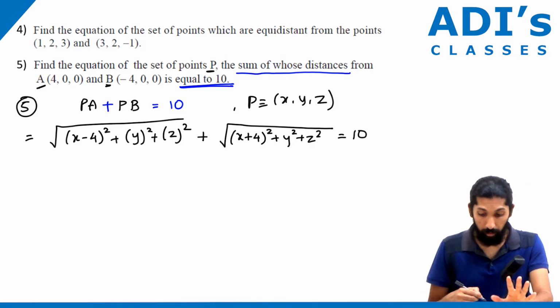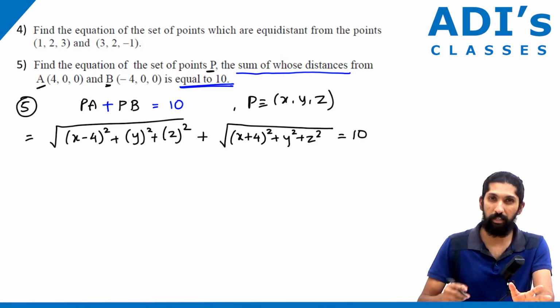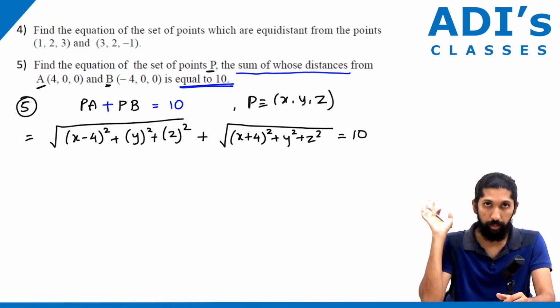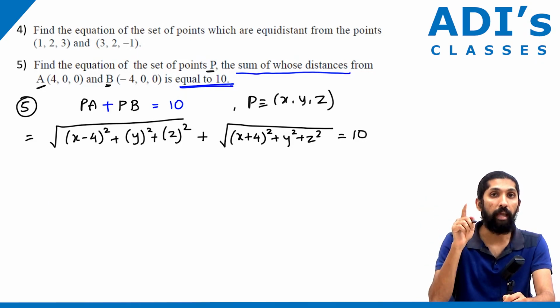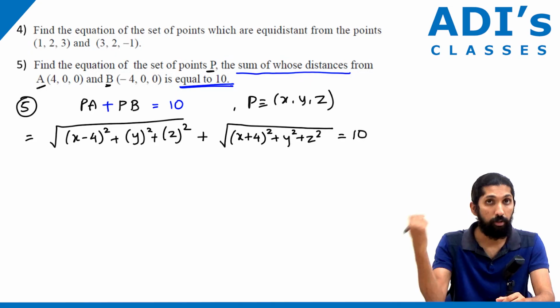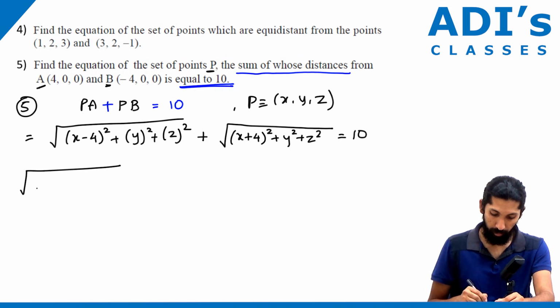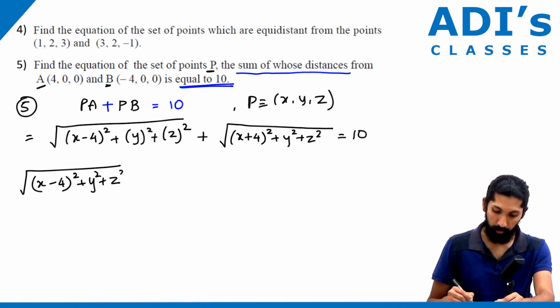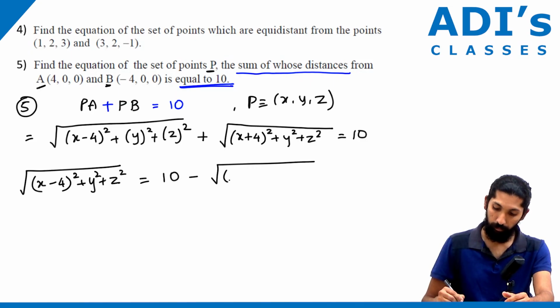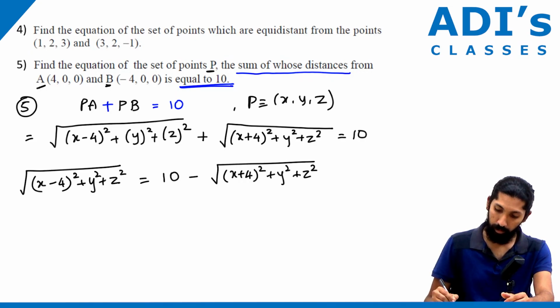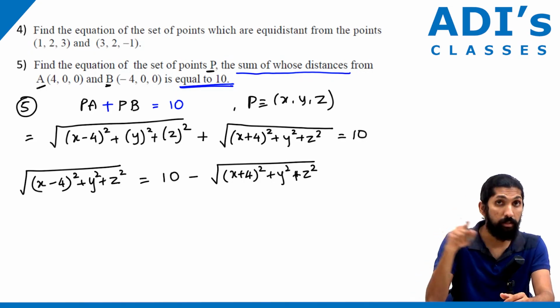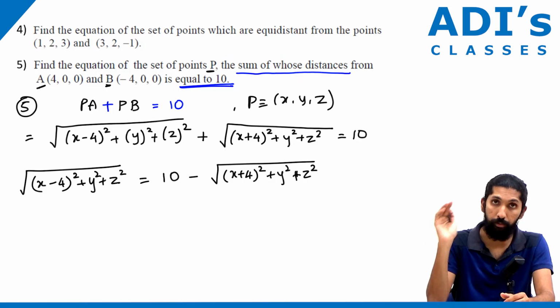Correct? Now, you can't just square on both sides. Generally that is not going to work. That's why we take any one of the terms from the LHS to the RHS. In the sense, you can keep root of x minus 4 whole square plus y square plus z square on the LHS, and 10 minus root of x plus 4 whole square plus y square plus z square on the RHS. Now we can square on both sides. That's much easier to do.